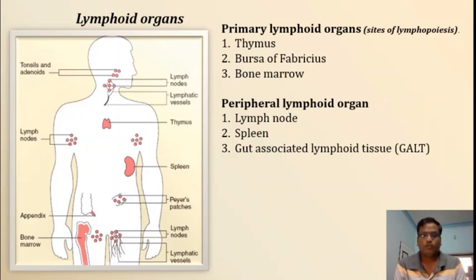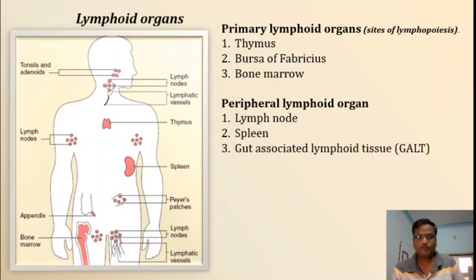Now we identified two kinds of lymphoid organs. One is primary lymphoid organs, which is represented by the thymus and bone marrow in human beings, and the peripheral lymphoid organs like lymph nodes, spleen, gut associated lymphoid tissue, and mucus associated lymphoid tissue, etc. Peyer's patches are also there. Now, what is the difference between primary lymphoid organ and secondary lymphoid organ?